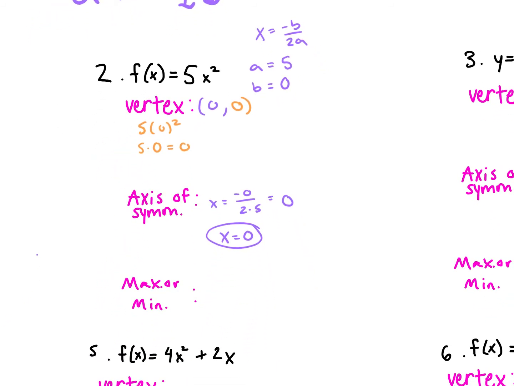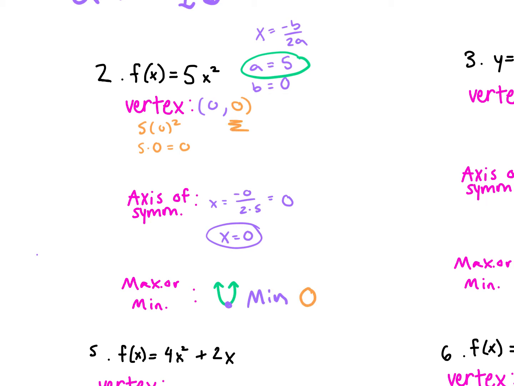Does my graph open up or open down? Up. It opens up. How did I know that it opens up? Because a is positive. So is my vertex at the maximum or minimum? It's at the minimum because it's at the lowest point. And what's my minimum value? 0. It's always your y.